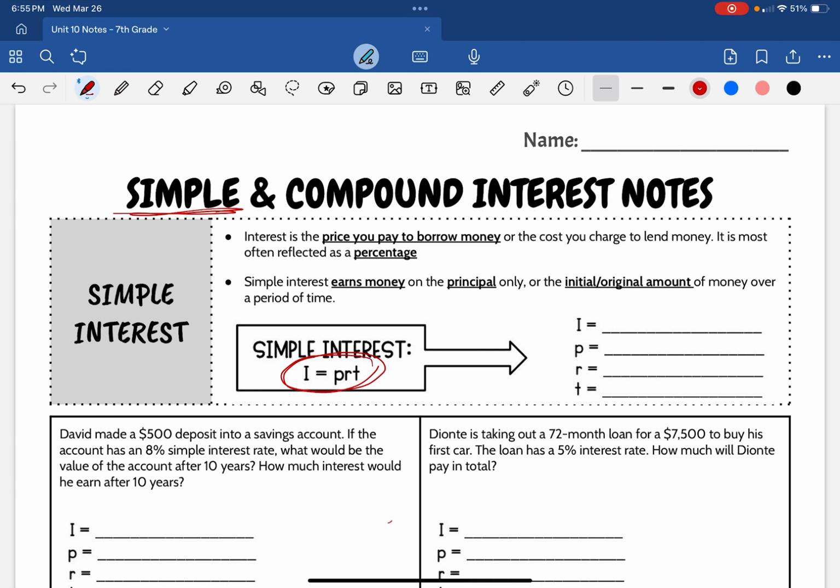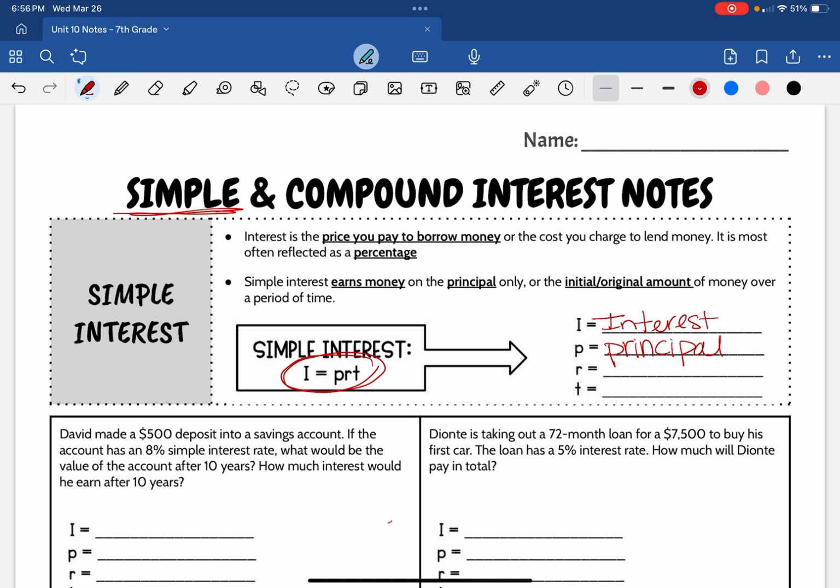So I, you could probably guess, is going to be your interest. That's what this is representing. And then we have P, which is your principal. And your principal is just the starting amount. So if I'm opening an account and I put $500 in there, that would be my principal amount. If I buy a car, the car was $37,000. That was the principal amount before they added all the extra stuff on there.